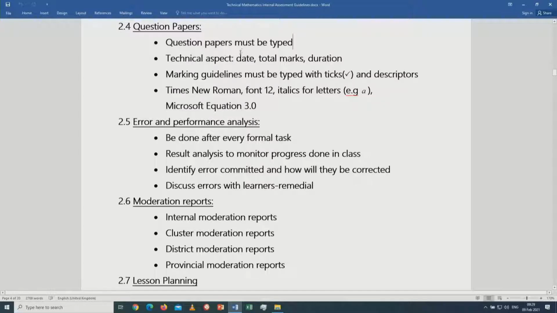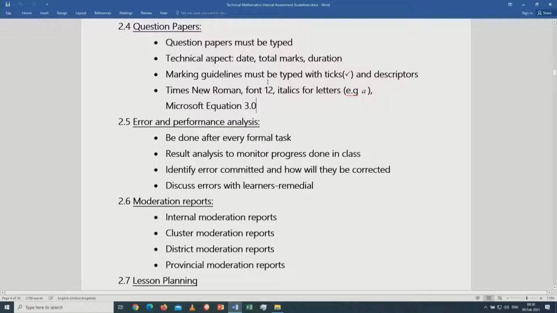And your question paper must have the date, the total marks, and the duration. And please, the duration must relate with the marks allocated in the paper. Now, when you type your paper, it must always be on Times New Roman, font size 12, italics for letters, like this one, the variables, Microsoft Equation 3.0. In case you don't have Microsoft Equation 3.0, please indicate for assistance. There are IT people in your district, for instance, if I'm not around, there are IT people in your school, they can assist with Microsoft Equation in case you don't have it there.